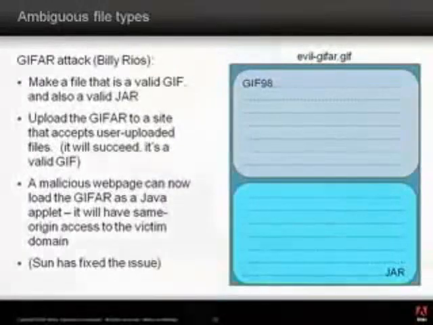So one cool attack here that I believe is attributed to Billy Rios, which he called the Gifar attack, is in this scenario. So imagine I'm running a server where I want to allow users to upload arbitrary images, right? Not that far-fetched. Imagine Flickr, right? So Billy found a way to construct a file that's a valid GIF, but also a valid jar, which is a Java applet. And here's a high-level view of how this works.